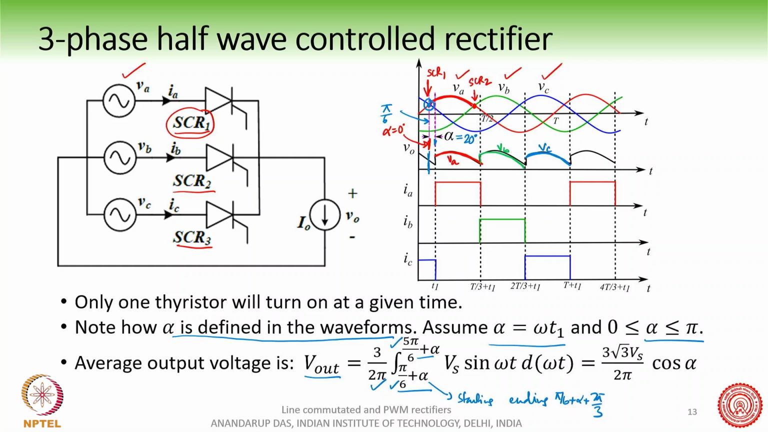What is the equation of this waveform? The equation of this waveform is Vs sine theta d theta. As you can see here, follow this red waveform. What is the equation? This is Vs sine theta, theta being equal to omega t.